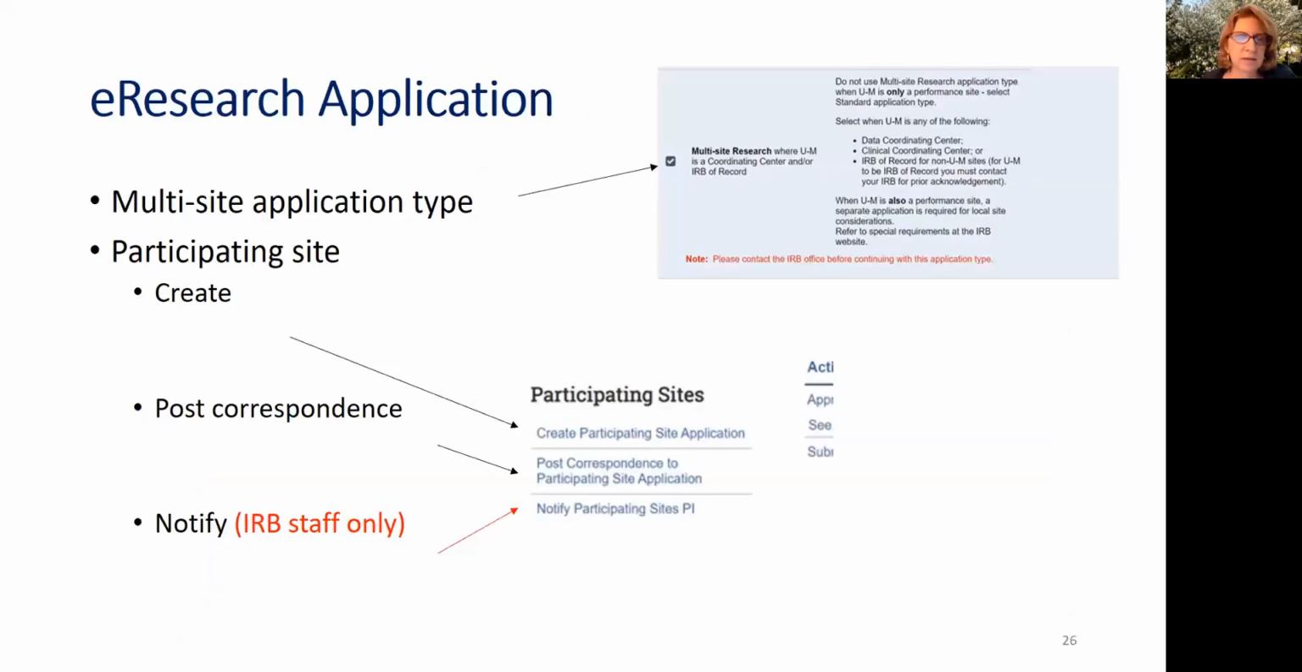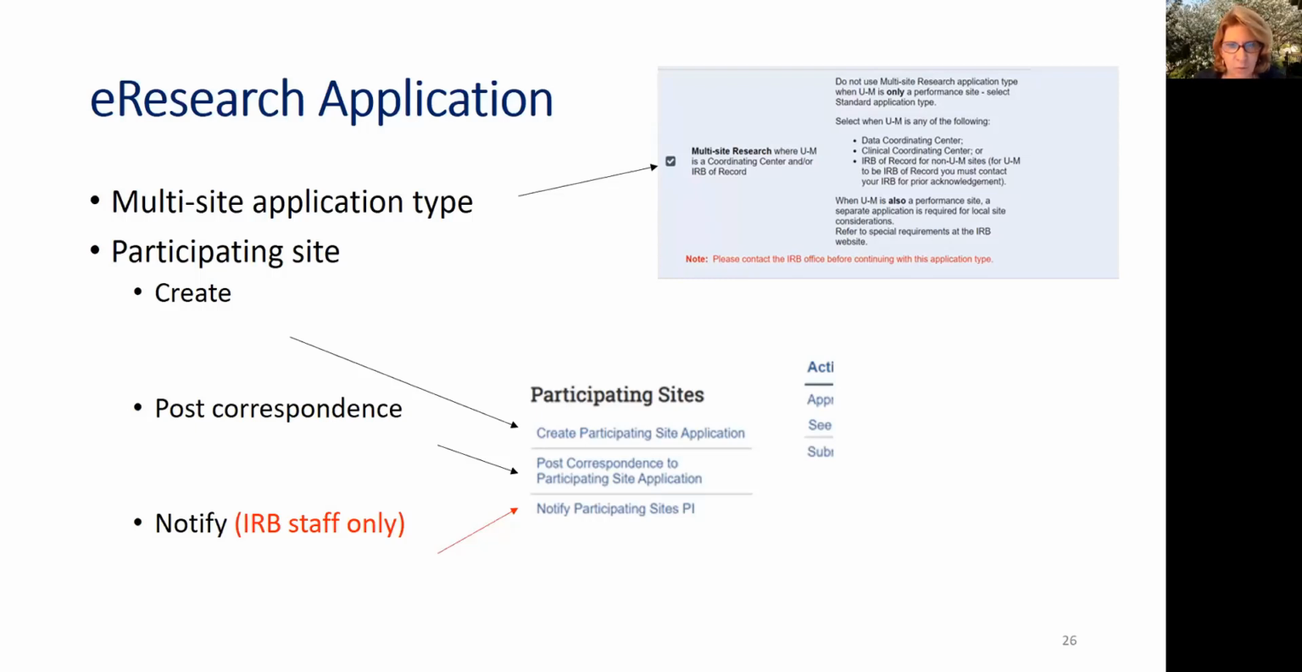This is just a quick screenshot of what it looks like in the eResearch multi-site application. You may not work in this space. Up at the top in the upper left, you can see there's a little checkbox to say, I'm intending to complete the multi-site research application where Michigan is a coordinating center or serving as the IRB of record.